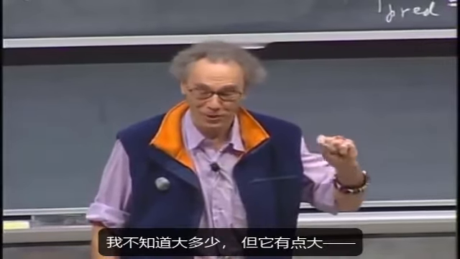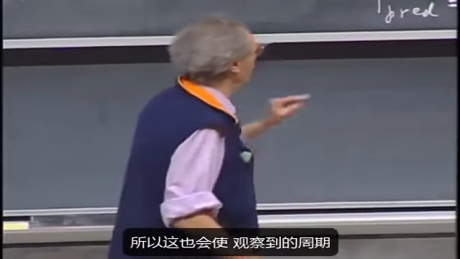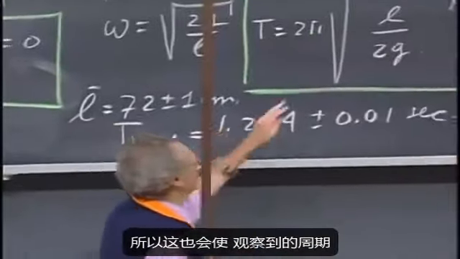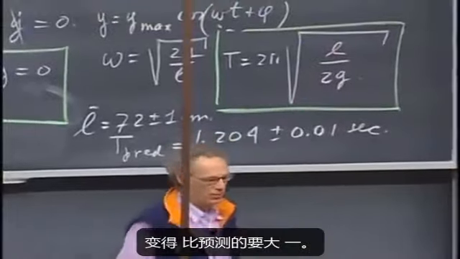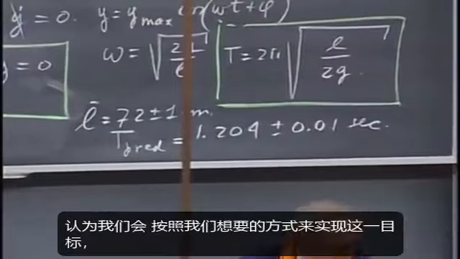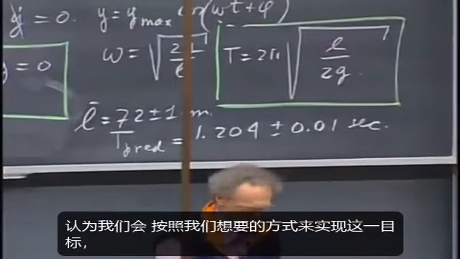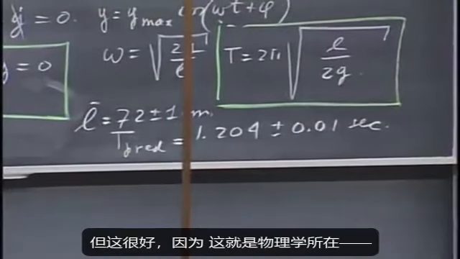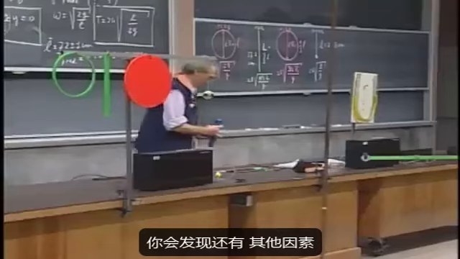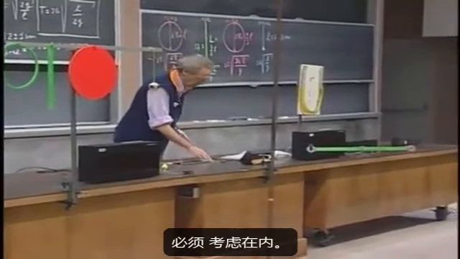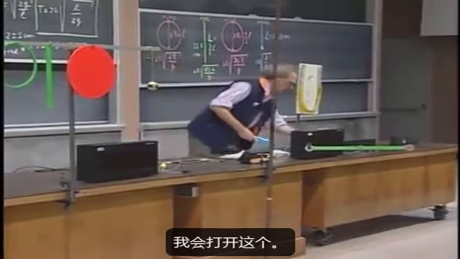I don't know how much larger, but it's a little bit larger. And so that will also make the observed period become larger than the predicted one. So I'm not too optimistic that we will hit this the way we want to hit it. But that's good, because that's where the physics lies, that you see that there are other factors that have to be taken into account.